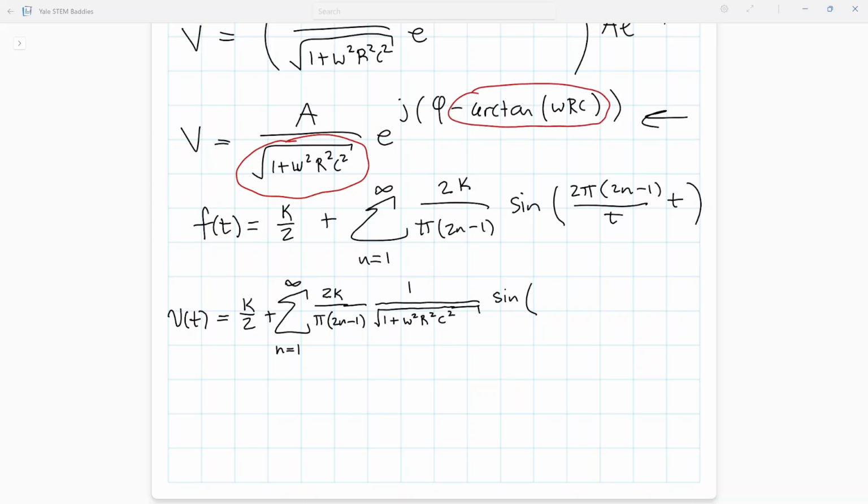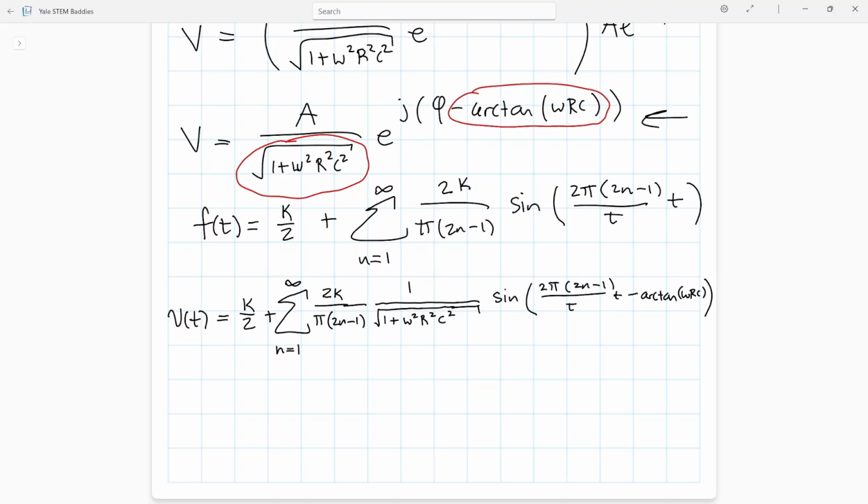So we have the original stuff right here. It's 1 over t, but then we want to make sure we subtract this phase offset here, which is arctangent of omega RC.